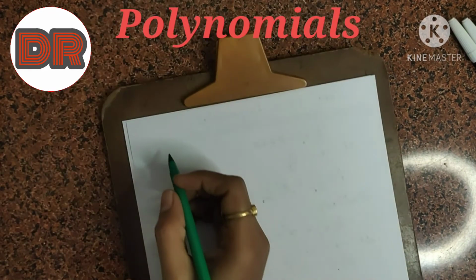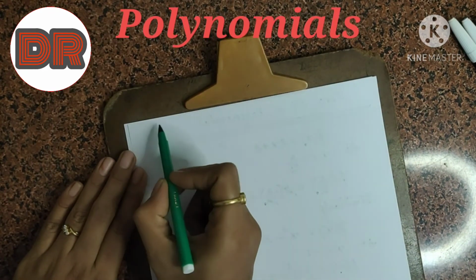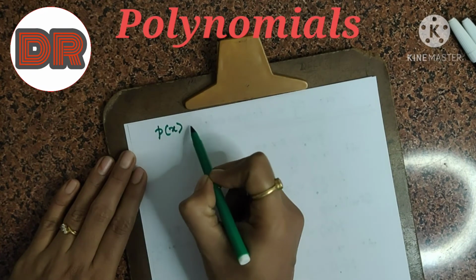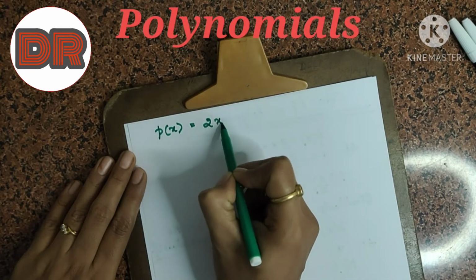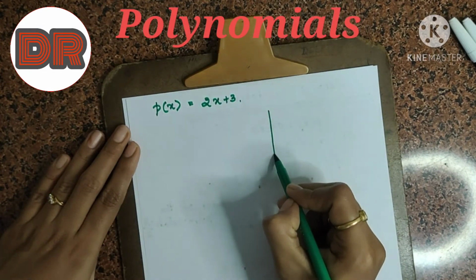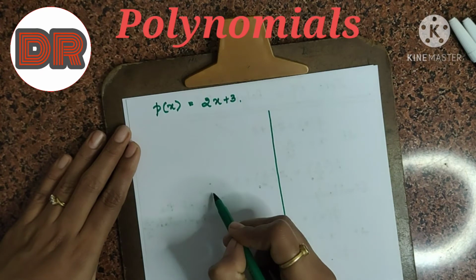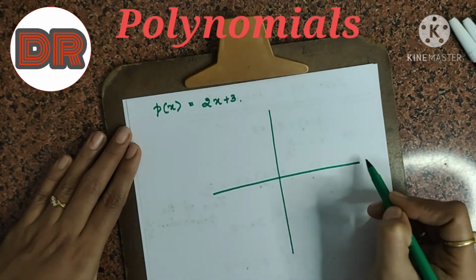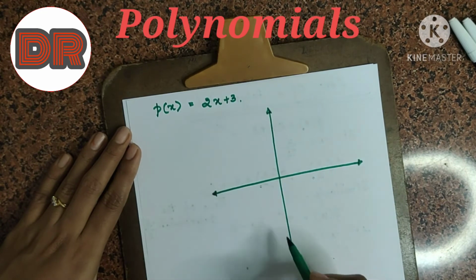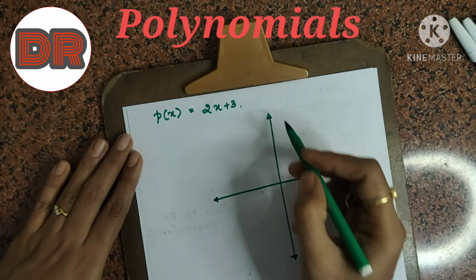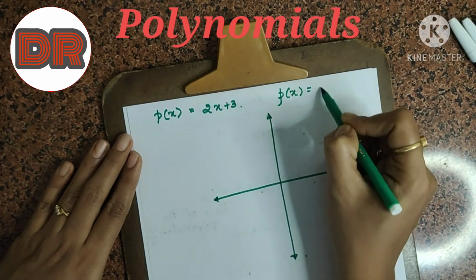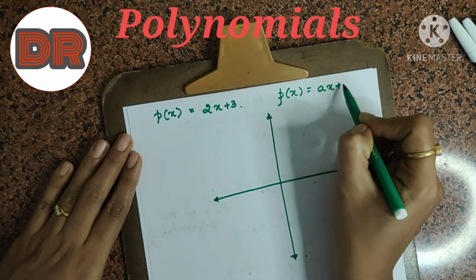So, let me take the same example, p of x is equal to 2x plus 3. Let me draw this particular polynomial in the graph. This is a straight line, because this is in the format p of x is equal to ax plus b.